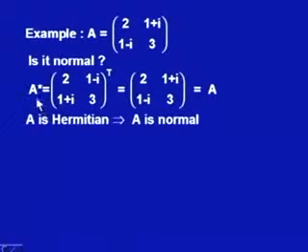So, A star is equal to A. So, it is a Hermitian matrix, and we have already proved that a Hermitian matrix is a normal matrix, and in this sense the given matrix A is a normal matrix.